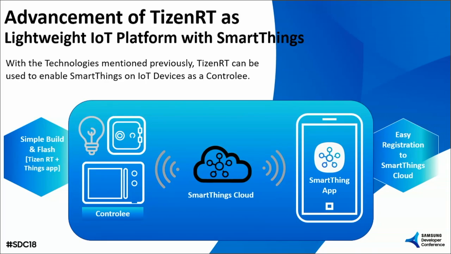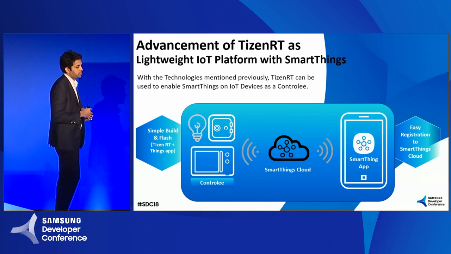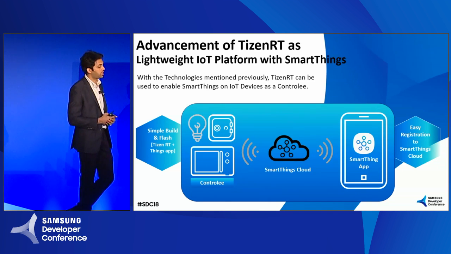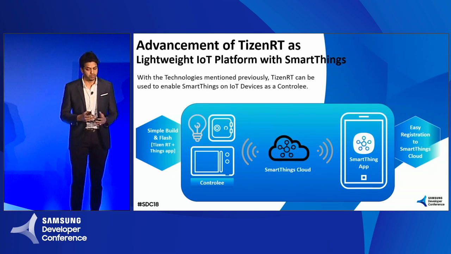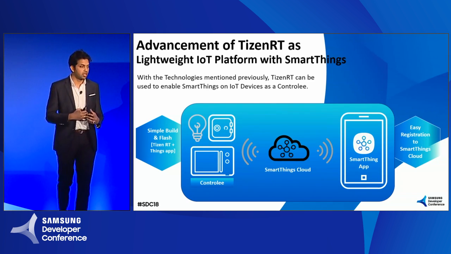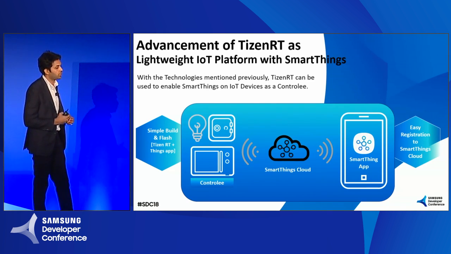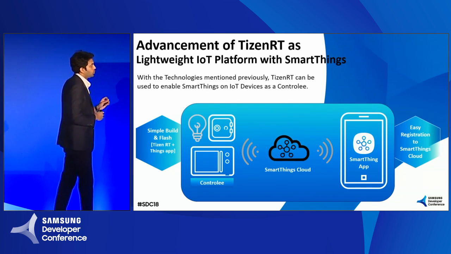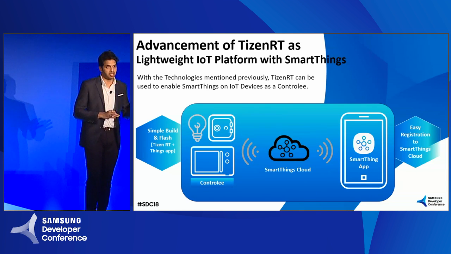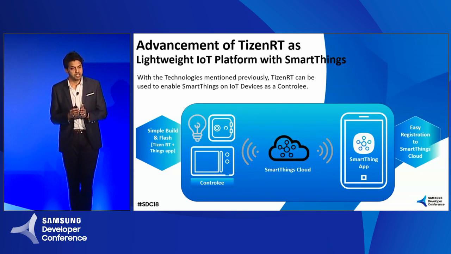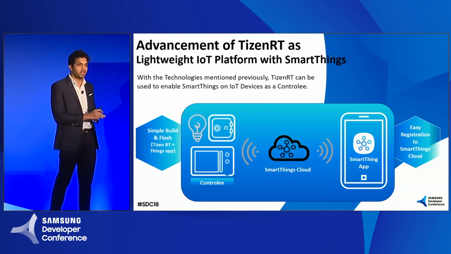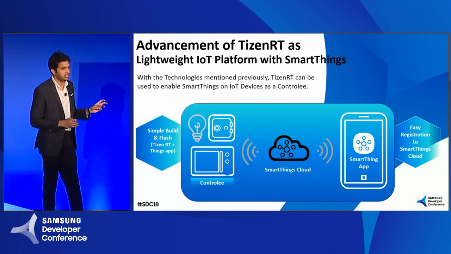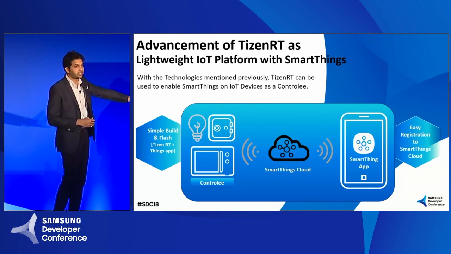So with the development of these features, we were able to mature TizenRT to support SmartThings, and we were able to do it with these enabling technologies. TizenRT can be used to enable SmartThings on any IoT device as a controllee. There are two basic scenarios here. You can port this platform onto your device, and the device can act as a controllee. This is the SmartThings case.